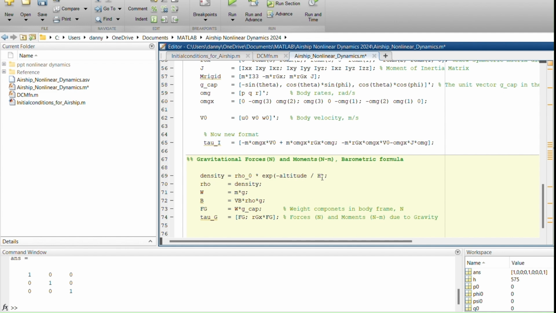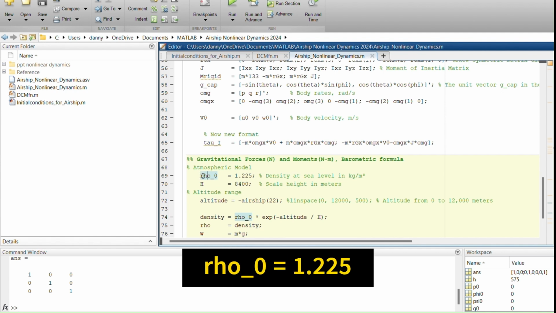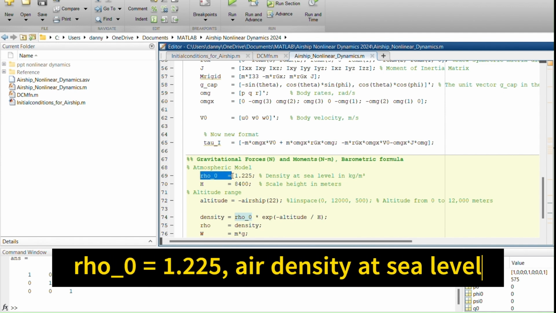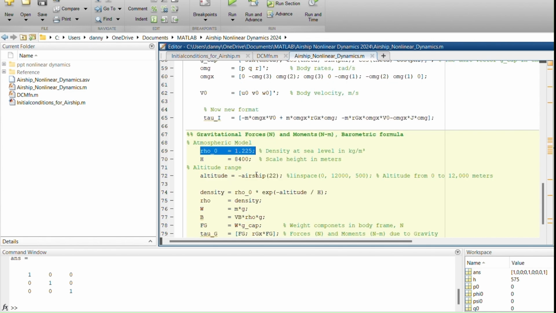So number of variables such as h, altitude, rho naught, this we need to define first, then only the density will be estimated or calculated. So we are defining it as, so this is how we are defining it. Rho naught is basically initial value of the density at sea level. So sea level density is around 1.225 kilogram per meter cube, and h is the scale factor which is important to use for scaling this model, or basically a constant which is helpful to estimate the density at certain altitude.